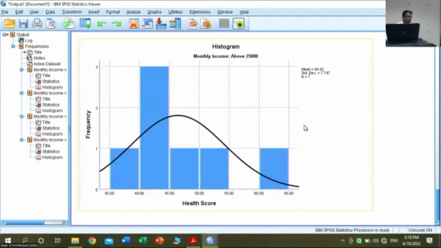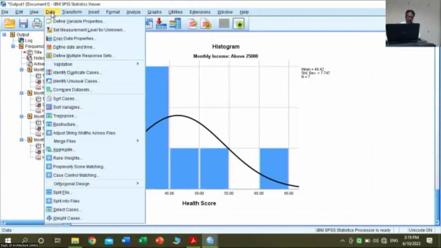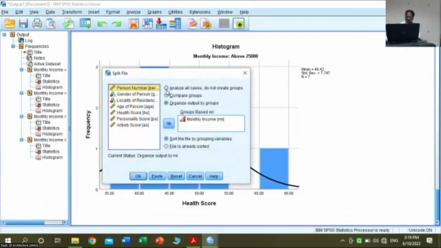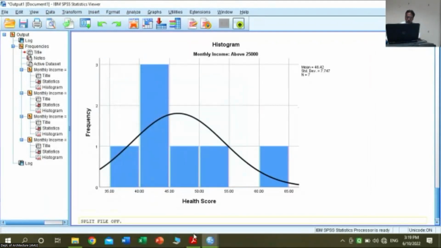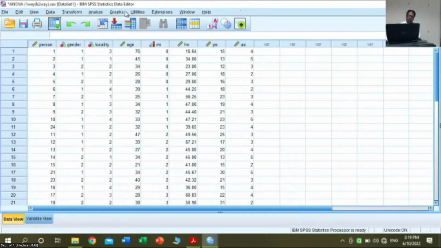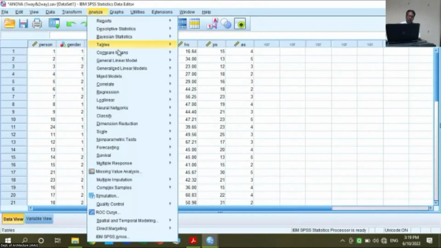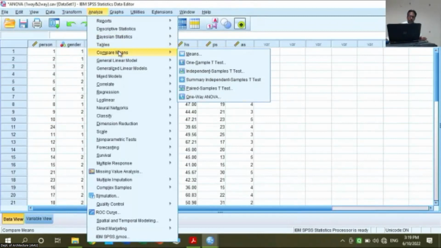So after just checking whether data is normally distributed or not, again we'll reset before analysis, otherwise the result will not be displayed, because we already broke this file into 4 parts, that means on the basis of different income groups. So here Data, Split File, and again Analyze all cases, or you can press Reset and then OK. Now come to Analyze and Compare Means. Now select Compare Means and then select One-Way ANOVA.